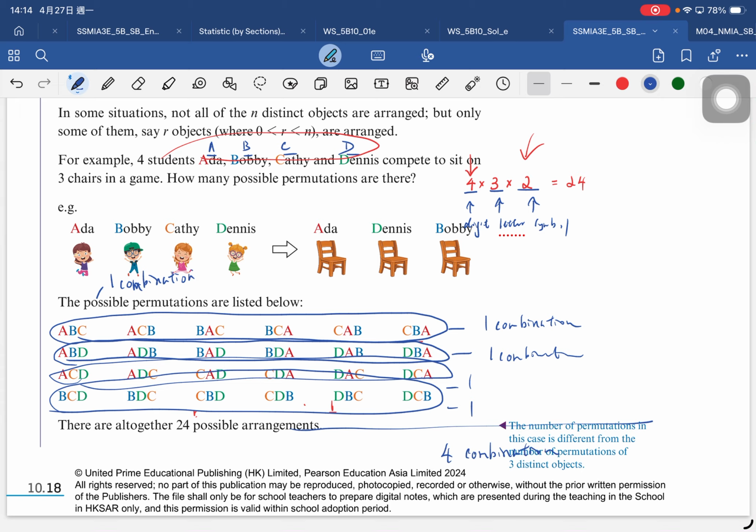Okay, and then how about the second one? The second one is 15 of them chosen to form the group.